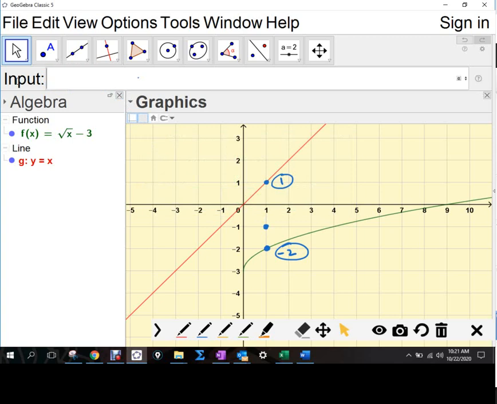Oh, that's why. So g of x equals x. It didn't know the way I had g defined. If I do that, do you see then it obviously gives me the curve.